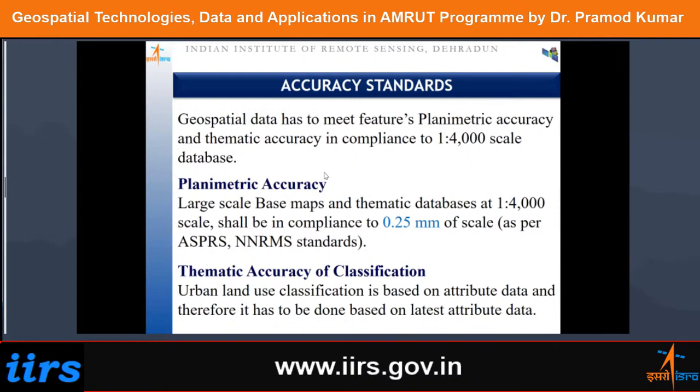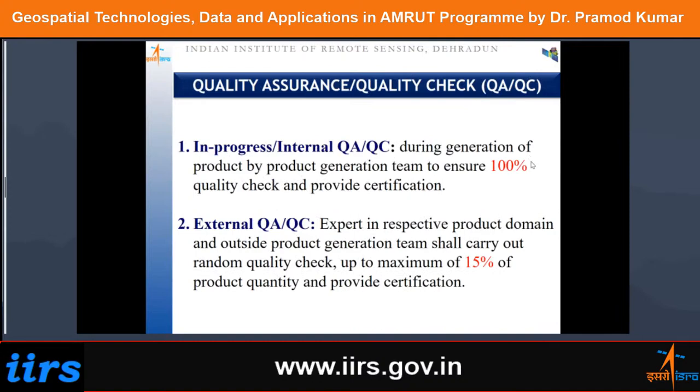In terms of what the document prescribes, the accuracy has to be checked internally or by external agencies. If it is internal, a 100% quality check has to be performed. If it is external, that means 15% of the randomly selected polygons or samples have to be collected and taken care of.